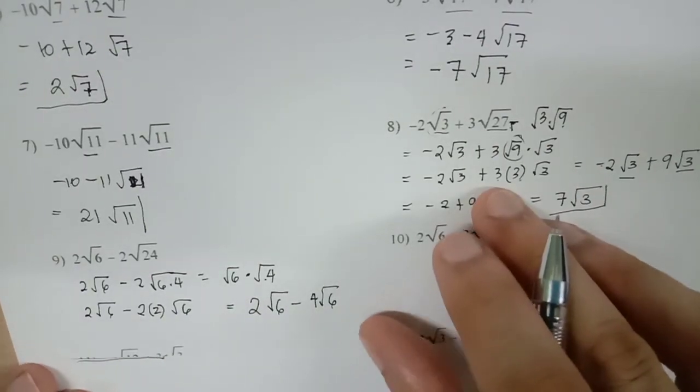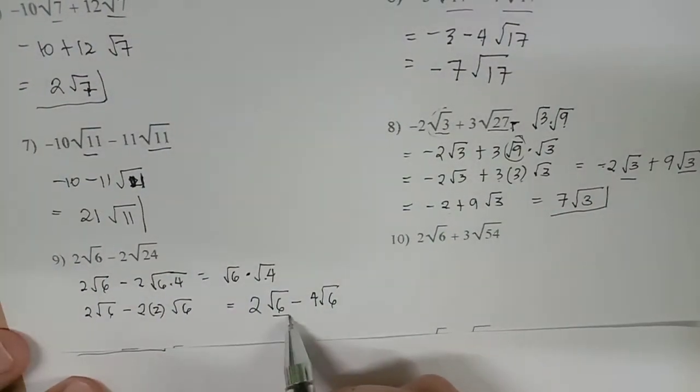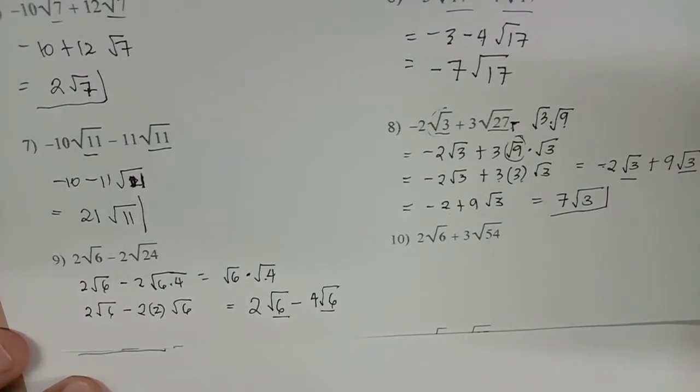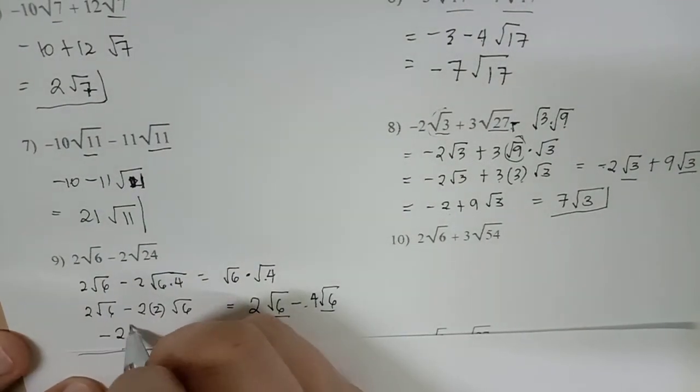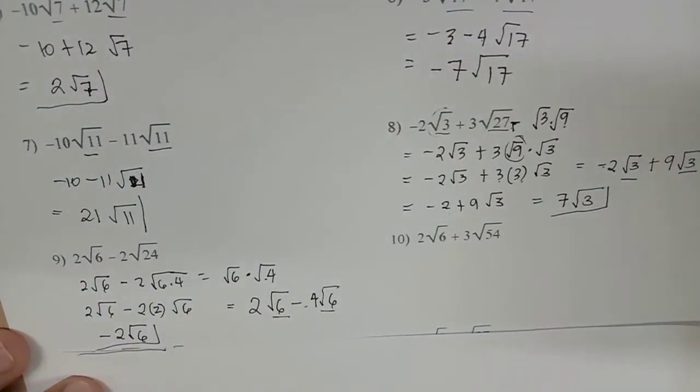Tapos kung mapapansin nyo po, parehas na po sila ng terms. So, pwede na po tayong mag-subtract. So, subtract lang po natin yan. So, 2 minus 4, that is negative 2 square root of 6. Kaya yan po yung magiging sagot.